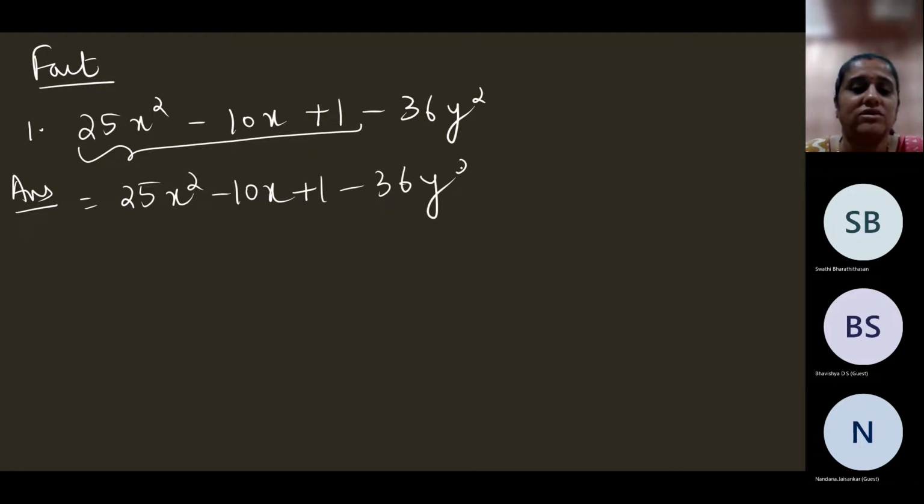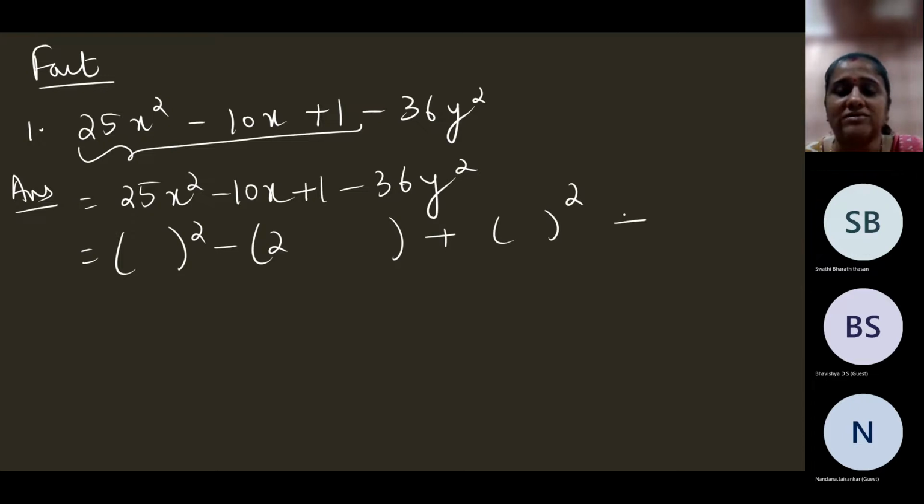The first term is like a square, the second term is like minus 2ab, the third term is like b square. Write that minus, what is 36y square? 6y the whole square, but keep it separately. Or you can write it as 36y square itself.